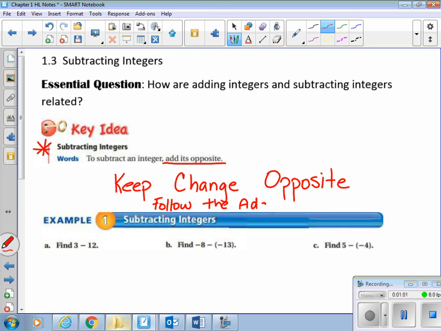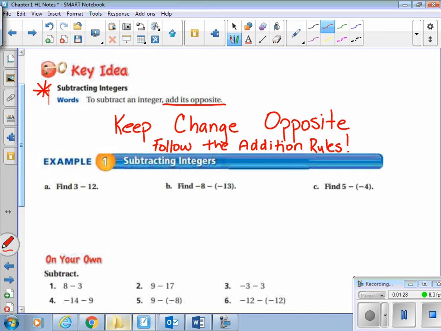So let's be reminded of what the addition rules are for integers. When we're adding and the signs are the same, we add them and keep the sign. If we're adding and the signs are different, we subtract the two numbers and take the sign of the one with the higher absolute value. So for example, we're going to start with A here, 3 minus 12, and we're going to rewrite it as keep, change, opposite. So we're going to keep the 3. We're going to change from subtraction to addition. And we're going to think about what the opposite of 12 is, which would be negative 12.